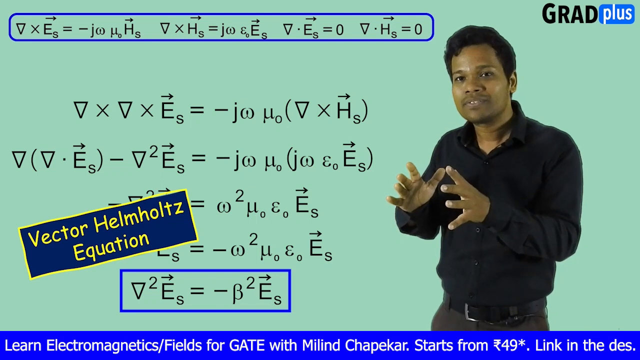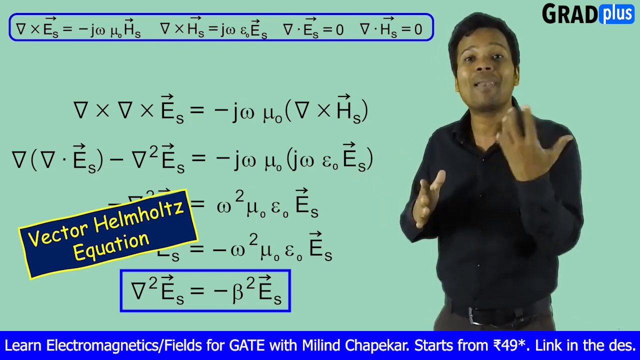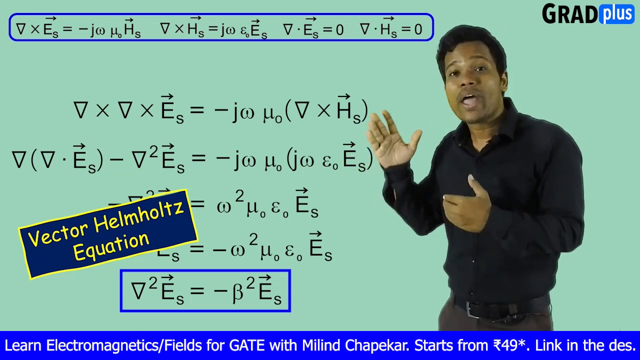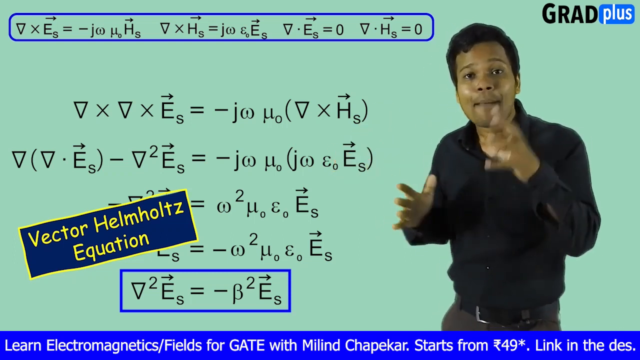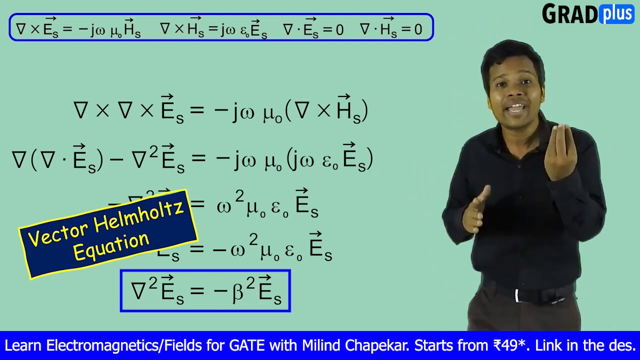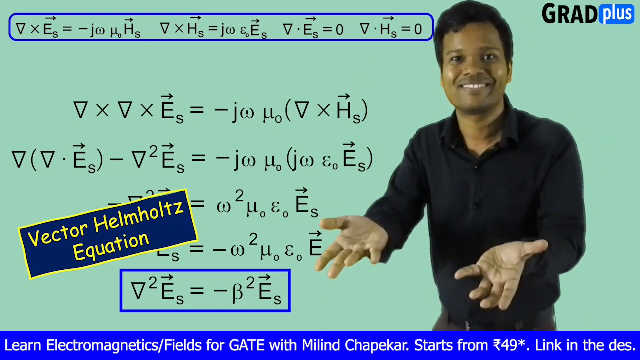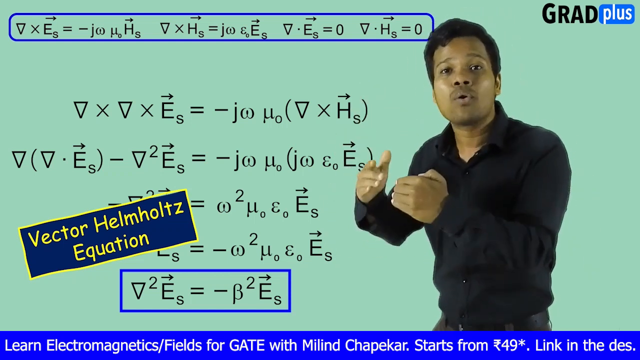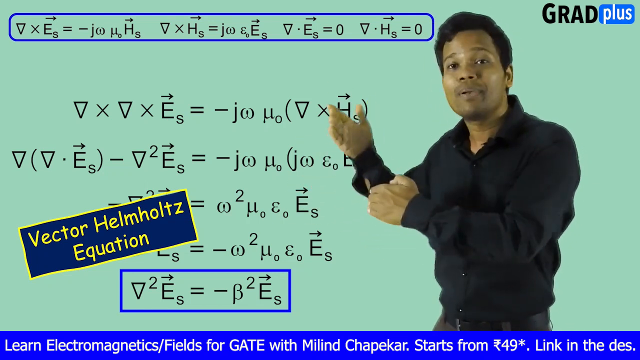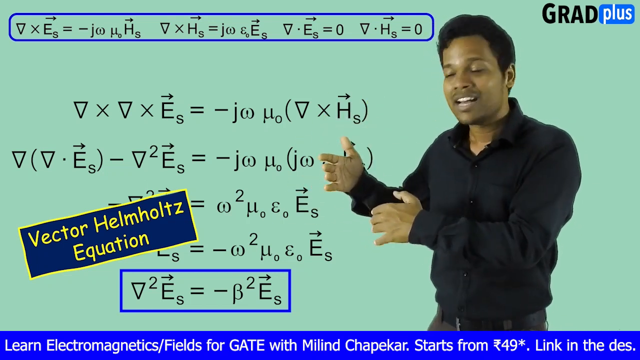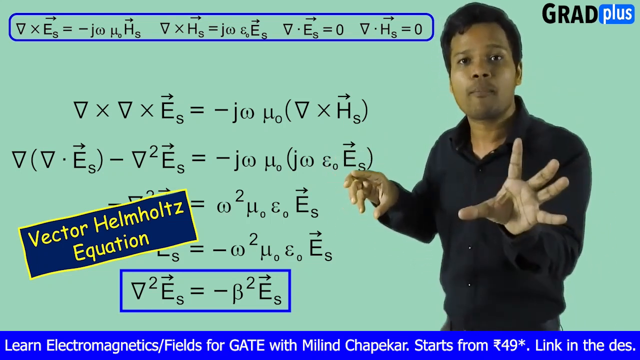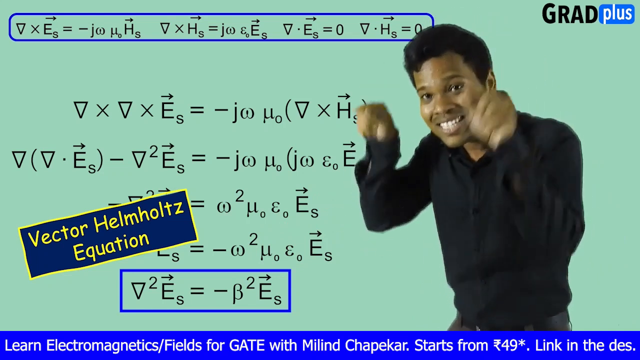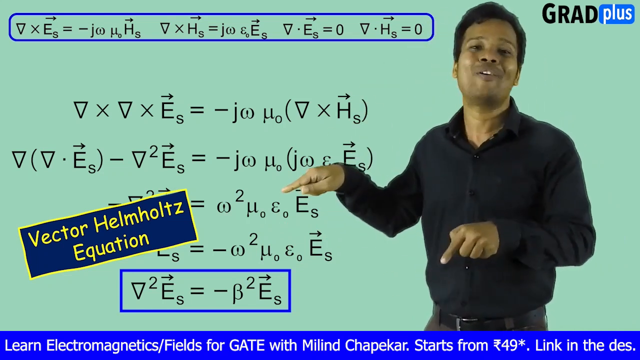Del square is nothing but the Laplacian operator. Yes or no? So del square of vector field E, the Laplacian operator, is applied over the vector field. After simplification, what did we get? The del square operator, the Laplacian operator, is operating on the vector field, and this is its peculiarity.